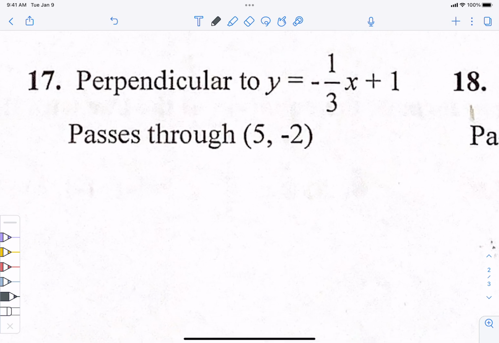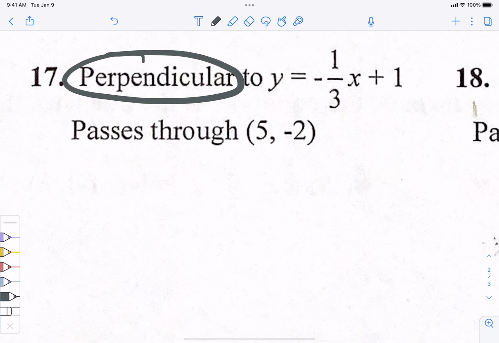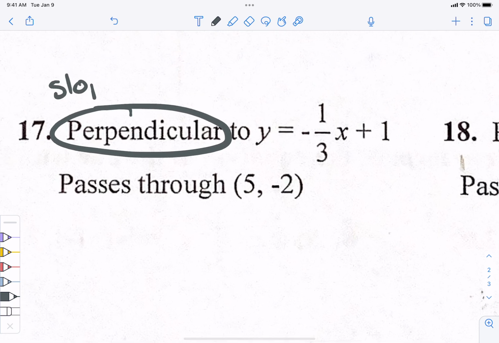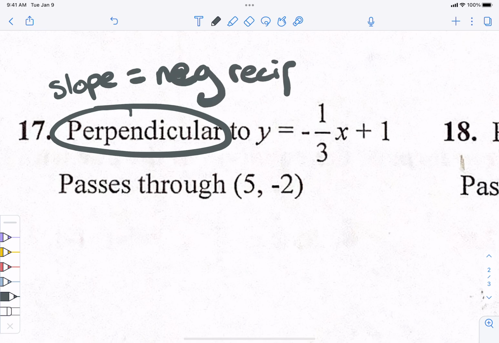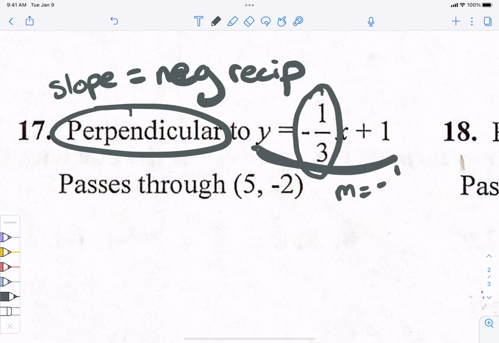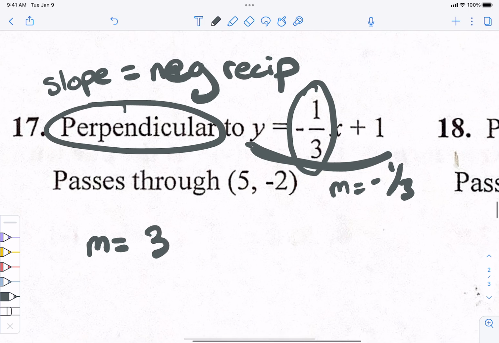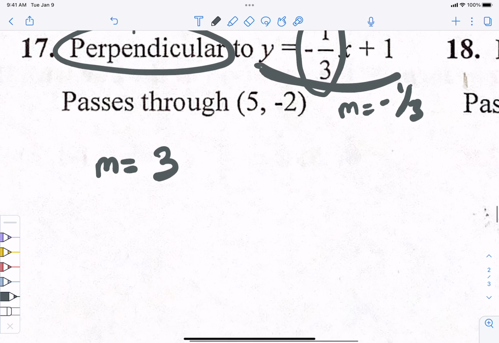It's 16. What happens when it's perpendicular? The slope is the negative reciprocal. So what's the slope of this line right here? M is -1/3. I want the negative reciprocal of that if I'm going to do perpendicular. So my new slope has to be positive 3, because I flip the 1/3 to be 3 and then undo the negative. So I know that m has to be 3.